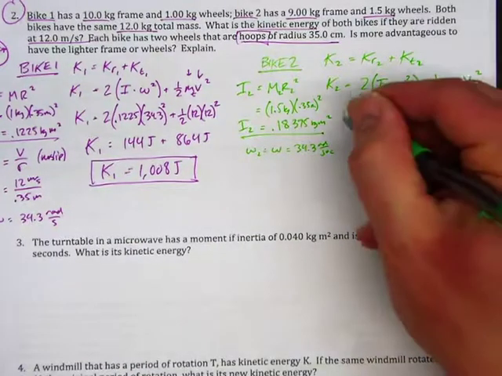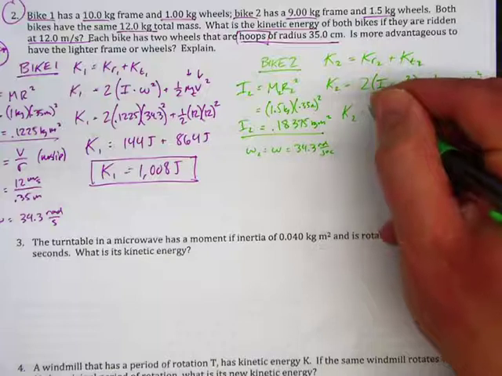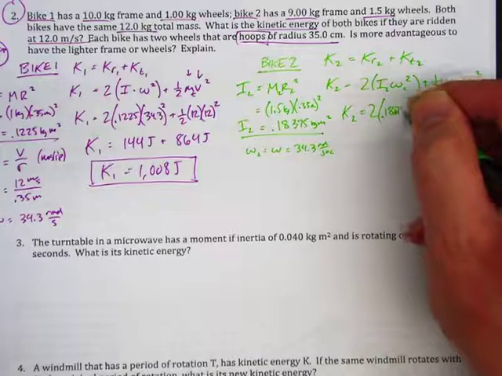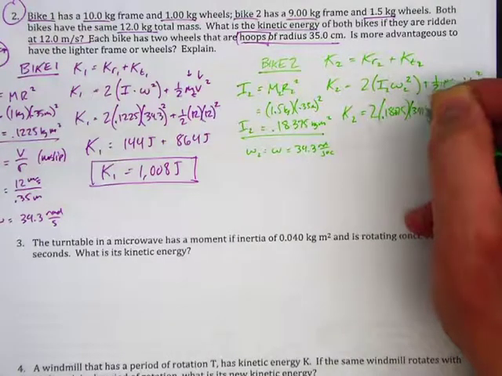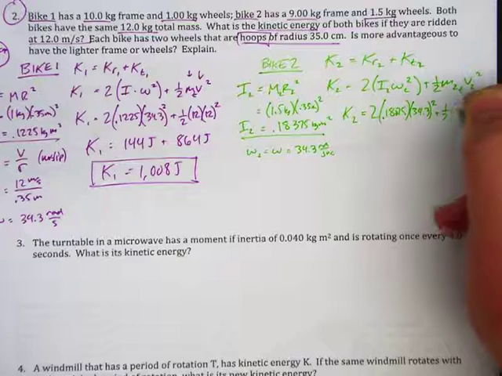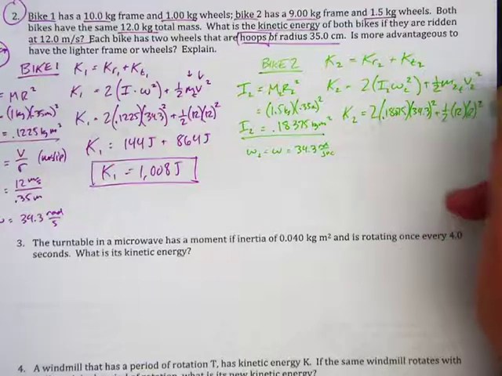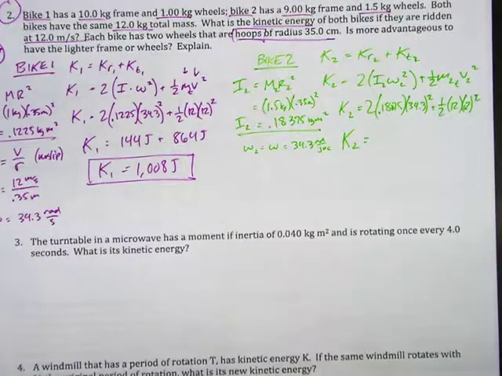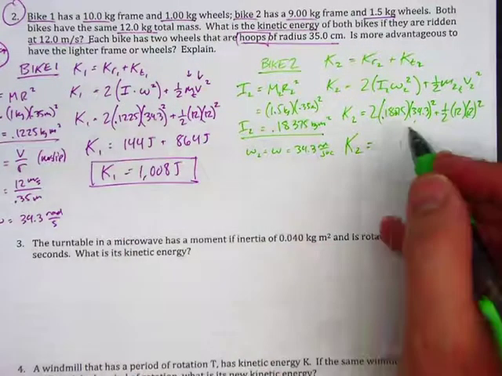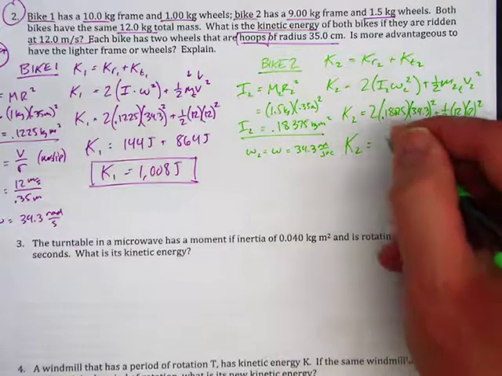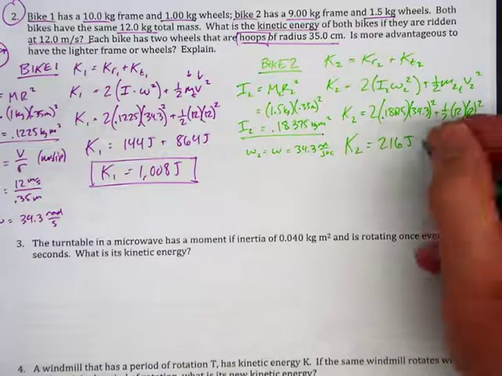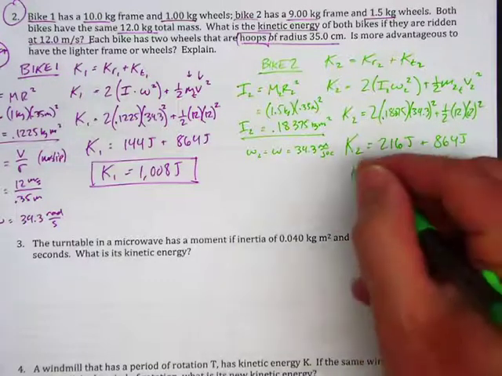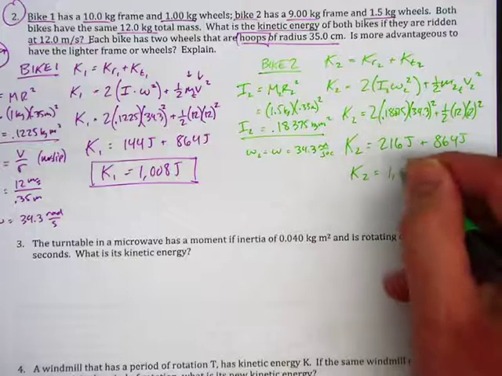All right, for the second one, for the second bike, same thing, but 2 times a different moment of inertia, 0.18375, don't lose the 3, times 34.3 radians per second squared, plus 1/2 times 12 times 12 squared. And the only term that's going to be different is this first term, which instead of being 144 joules, now I have 216 joules of rotational kinetic energy plus the same 864 joules of translational kinetic energy for a total of 1,080 joules.